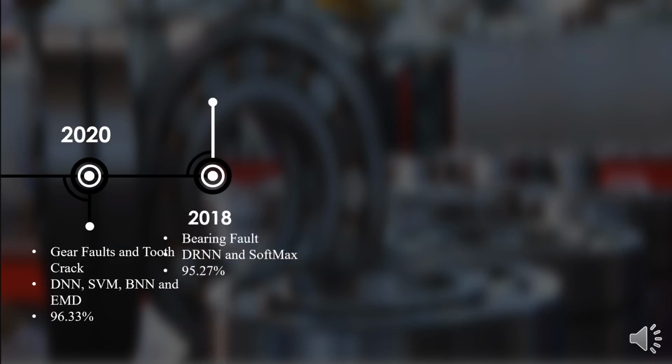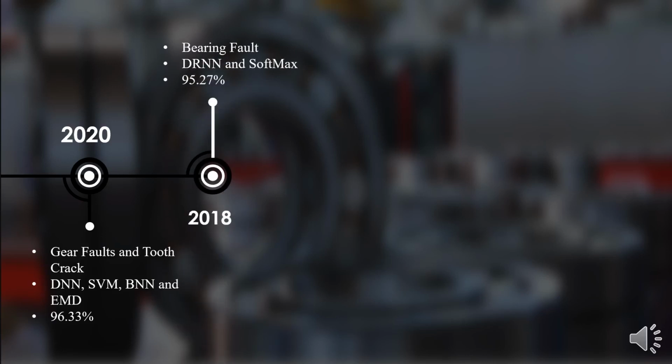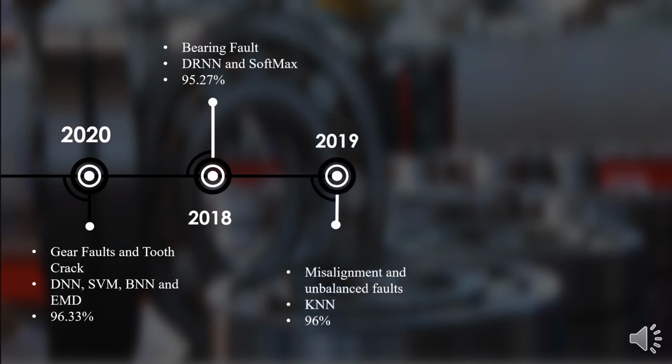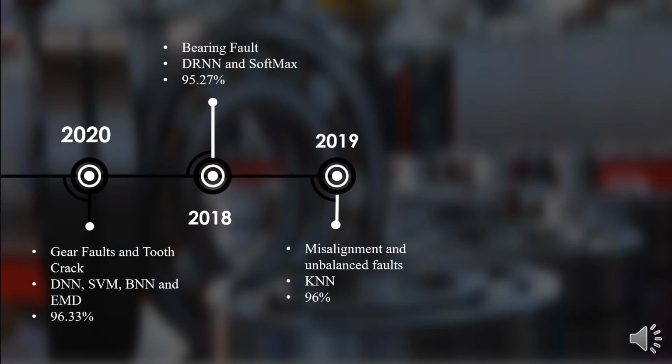In 2018, a deep recurrent neural network method based on deep learning along with a softmax classifier is analyzed for the identification of faults in bearing, and an accuracy of 95.27% is obtained. In 2019, misalignment and unbalanced fault are diagnosed using a condition-based maintenance algorithm. Classification with KNN gave an accuracy of 96%.